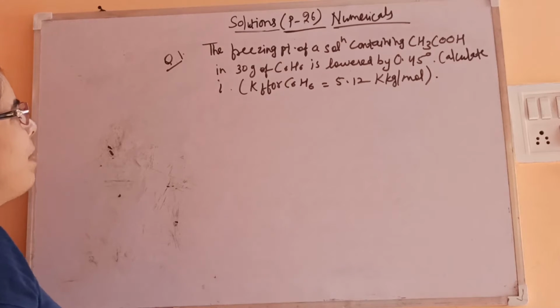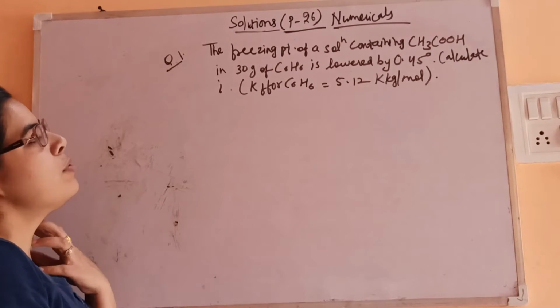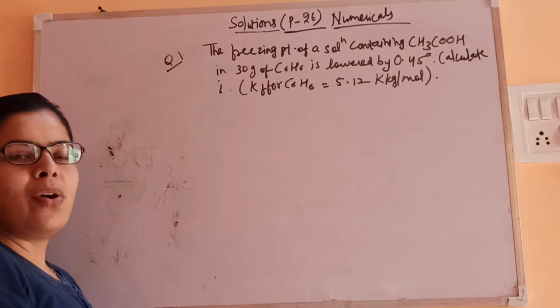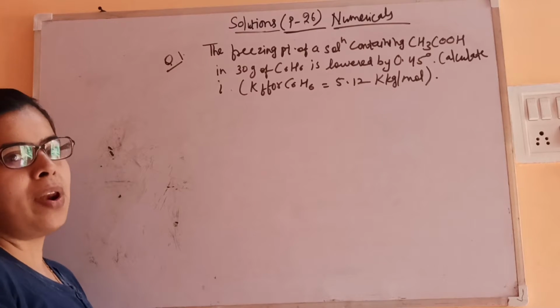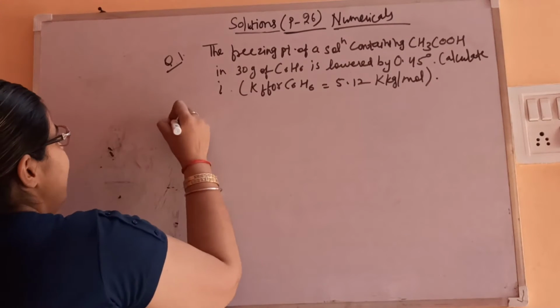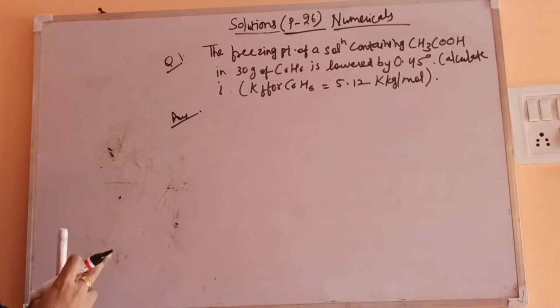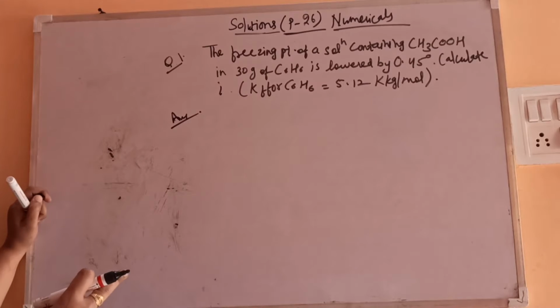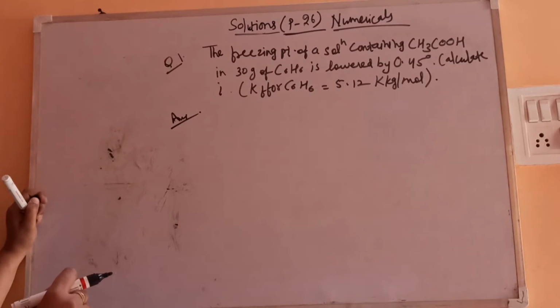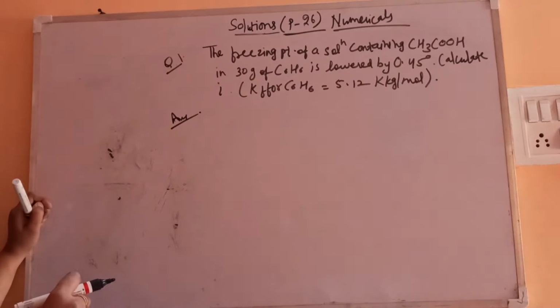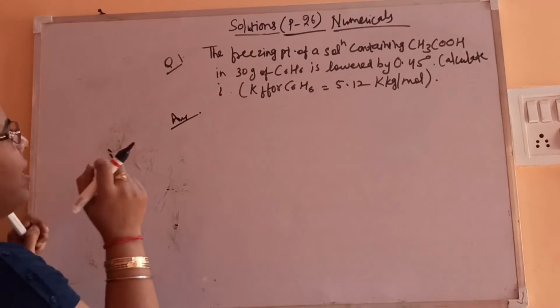Students, welcome back. Now we're going to solve the numericals based on the colligative properties for the electrolyte. Okay, so let's start. The freezing point of a solution containing acetic acid and 30 gram of benzene is lowered by this. Calculate i. So here we have to calculate the van't Hoff factor i. Fine, so let's see what is given first.